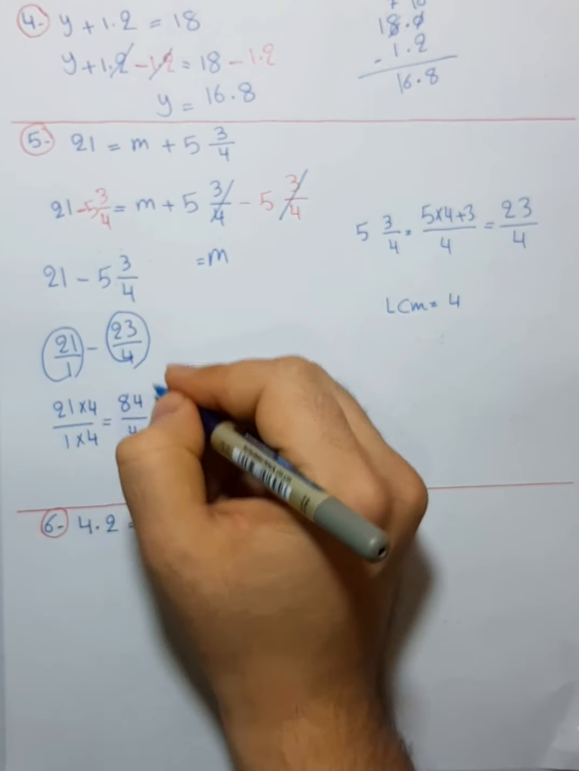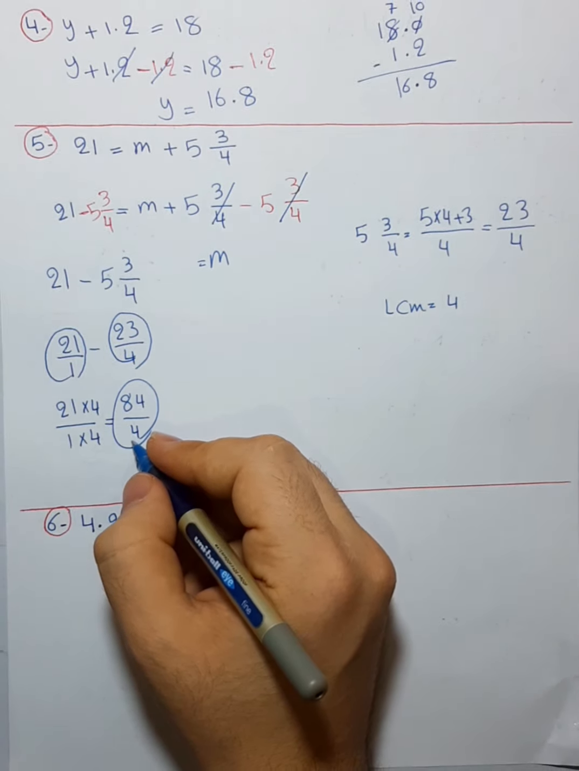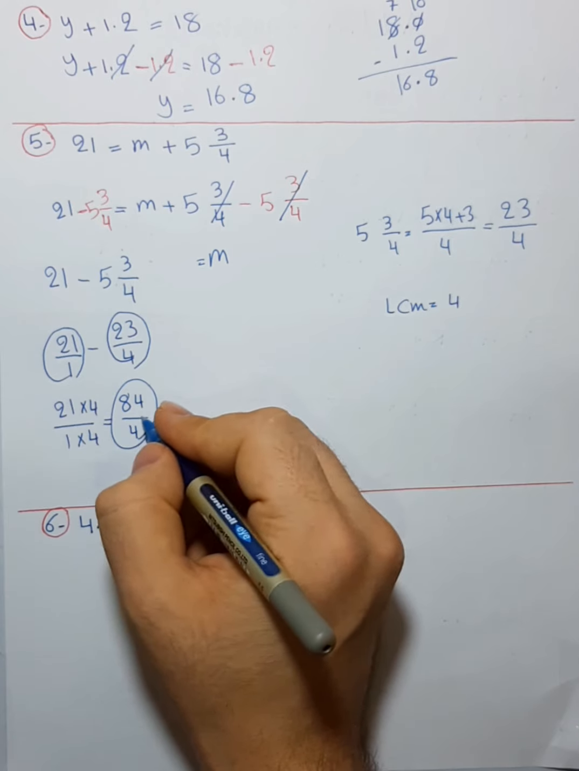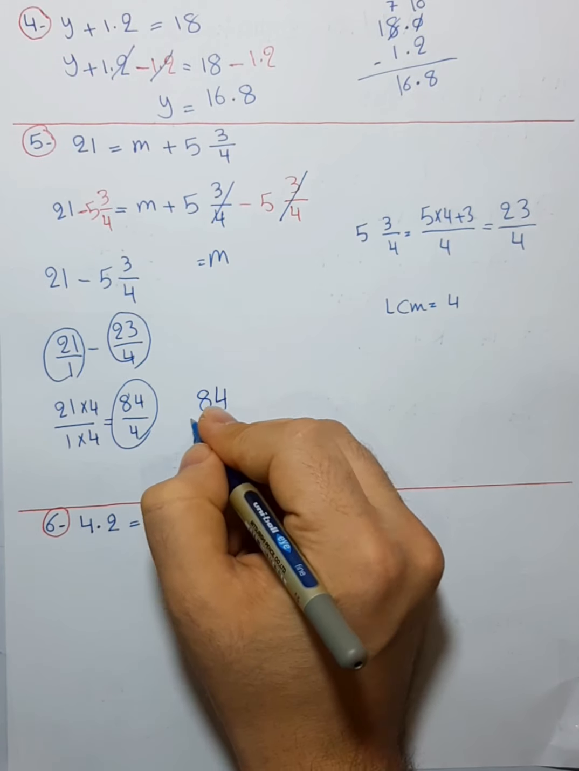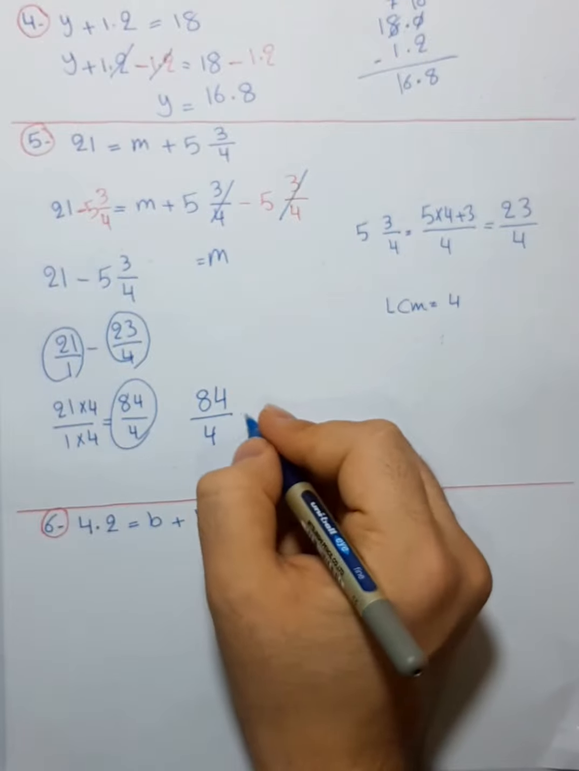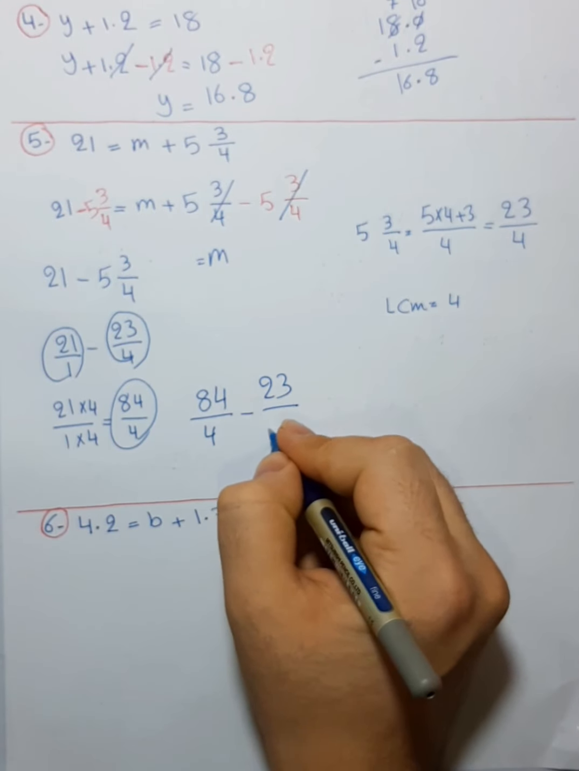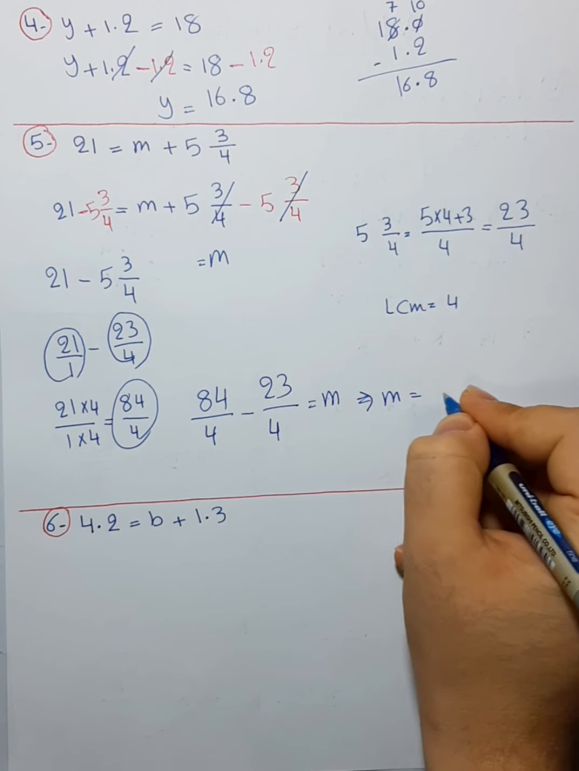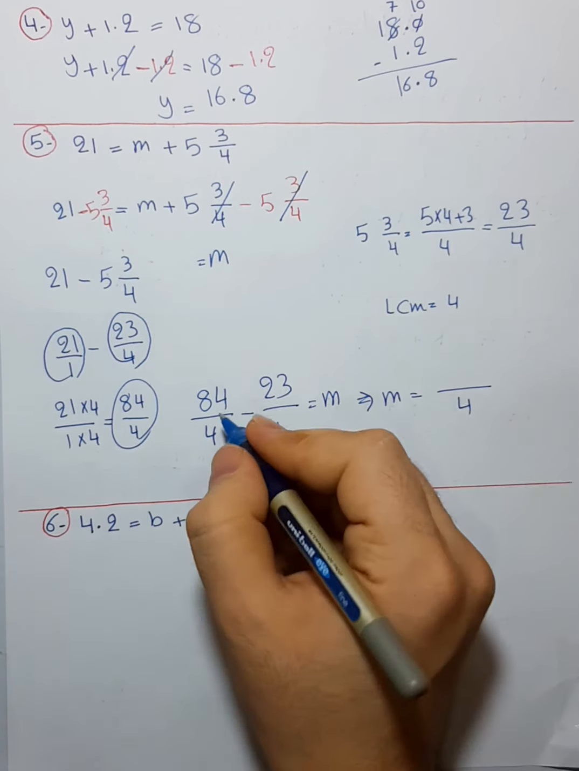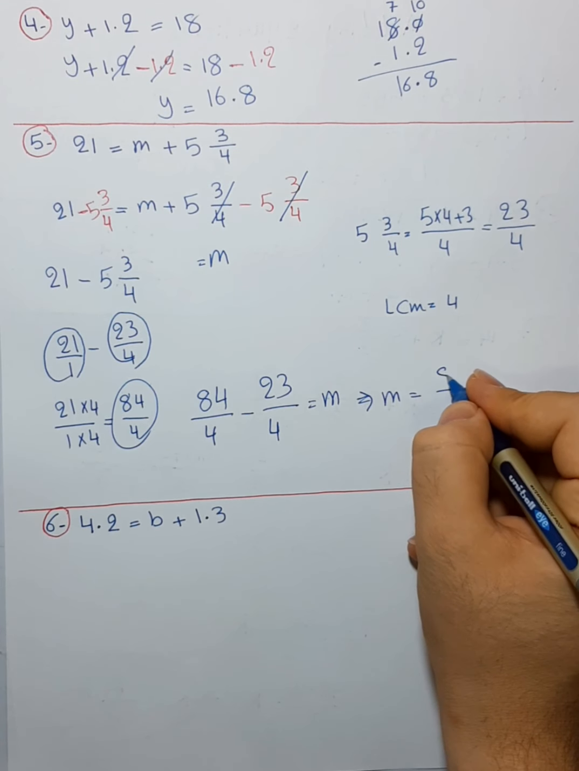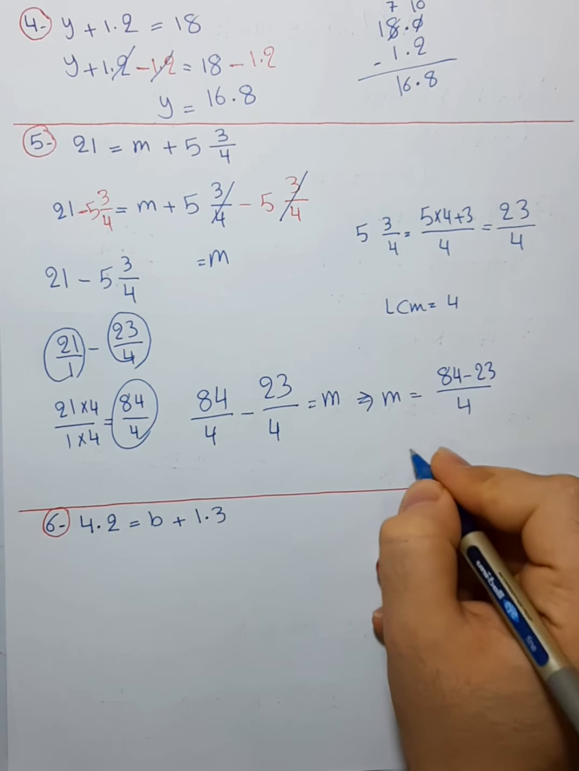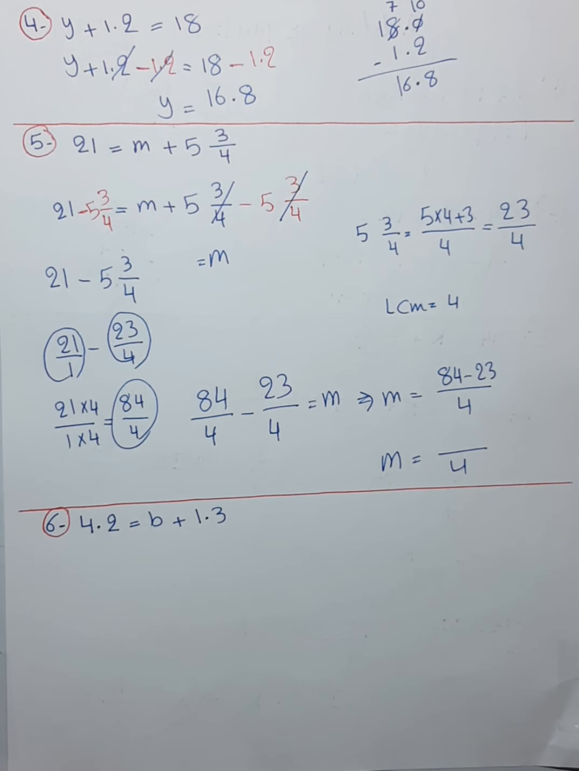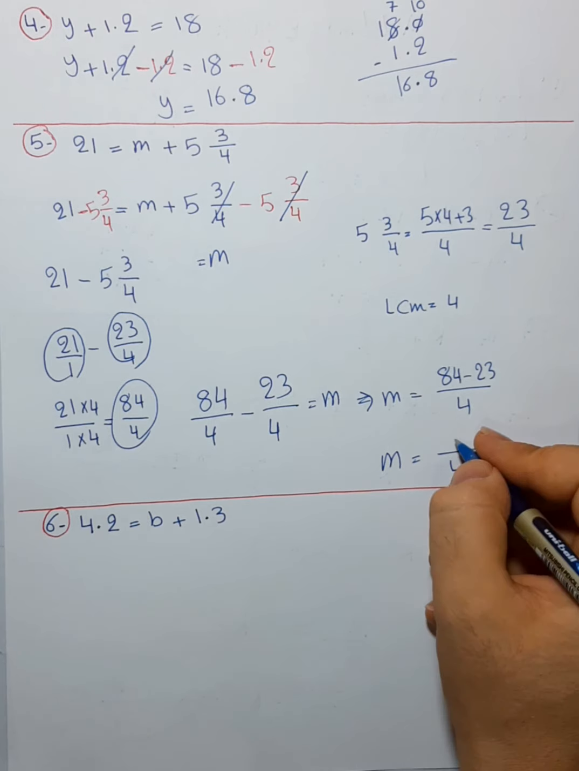Now we have these two fractions. The first fraction is 21 out of 1 equal to 84 out of 4, minus 23 out of 4 equal to m. Now m equal to 84 minus 23, m equal to 84 minus 23 equal to 61 out of 4.